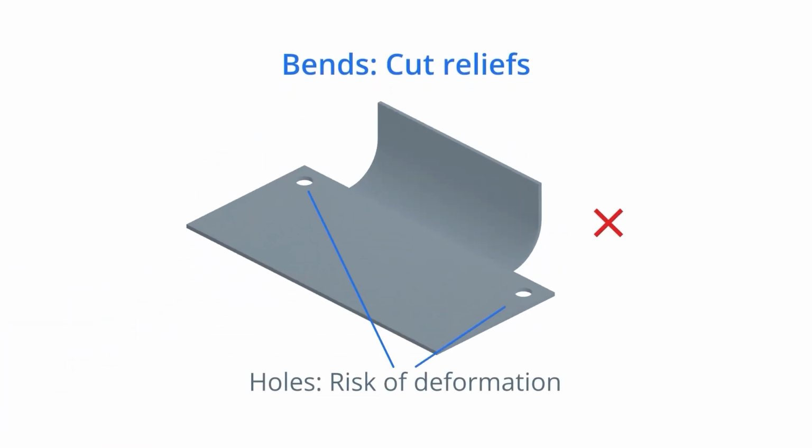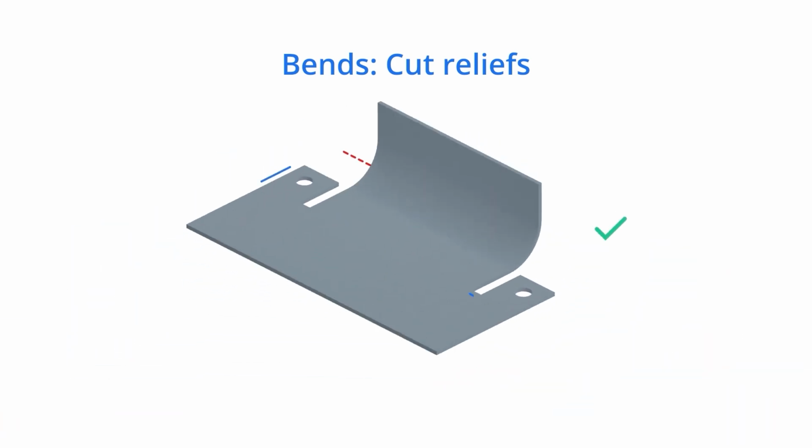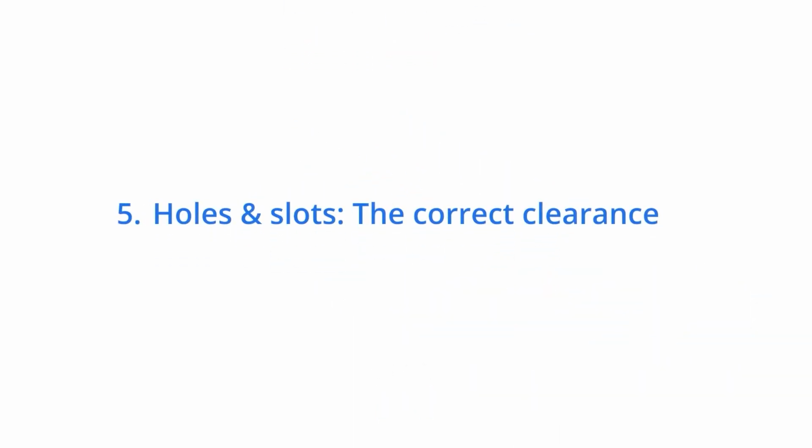Bends. Cut reliefs. When a bend is made close to an edge, the material may tear unless bend relief is given. The width of the relief cuts should at least be equal to the material thickness, and the length should be longer than the radius of the bend. Holes and slots. The correct clearance.